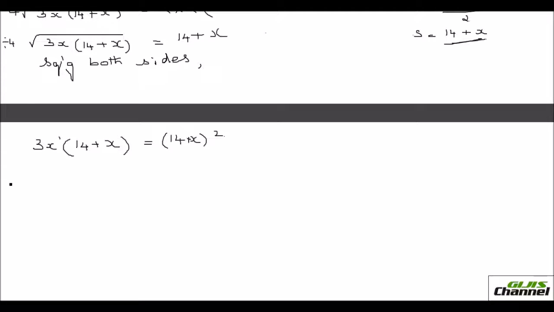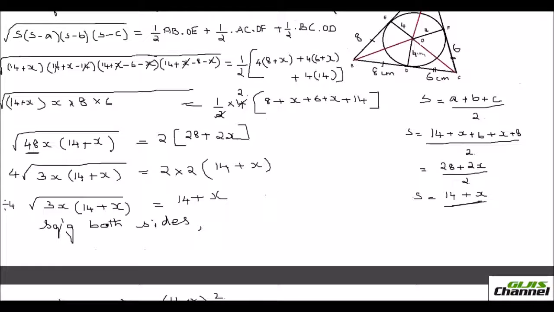Now I can divide throughout by 14 plus x, right? Divide by 14 plus x. So this side I am left with 3x equals 14 plus x, right? And this would be like 2x equals 14 and your x is equal to 7. Okay. We got the value of x now by solving this.